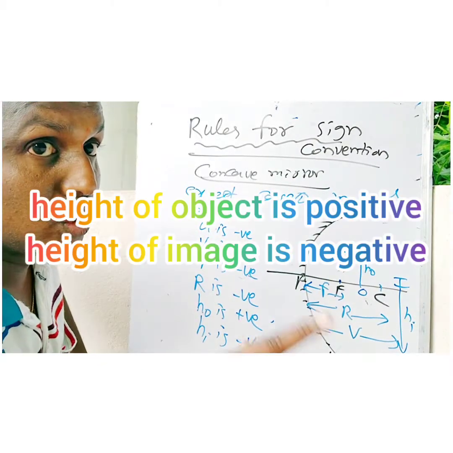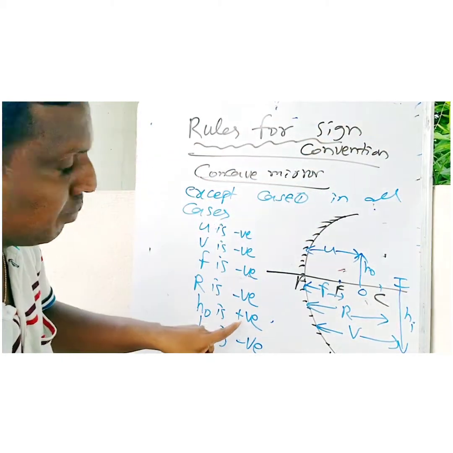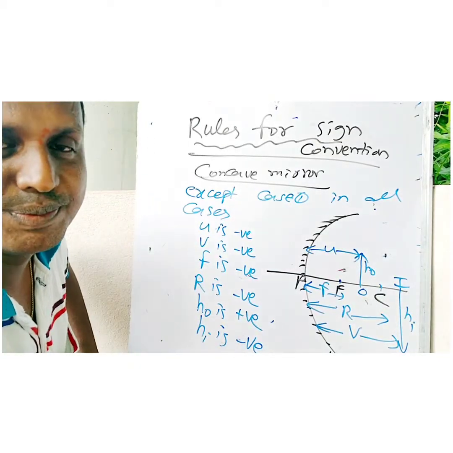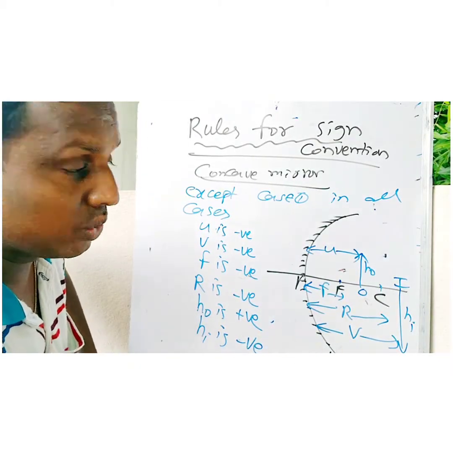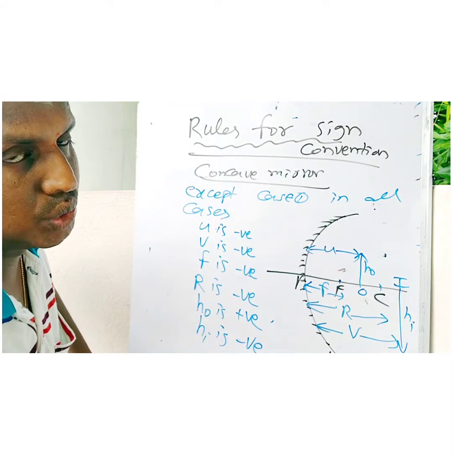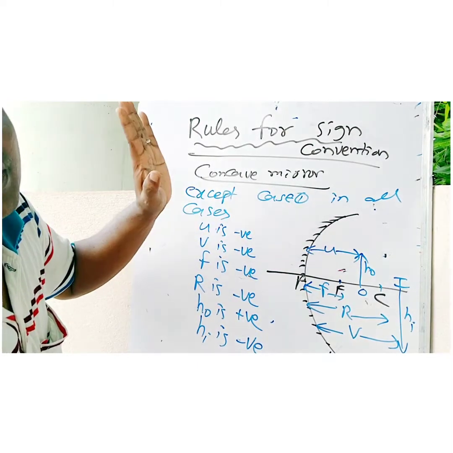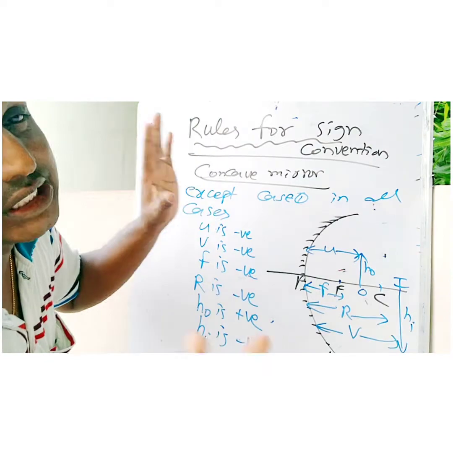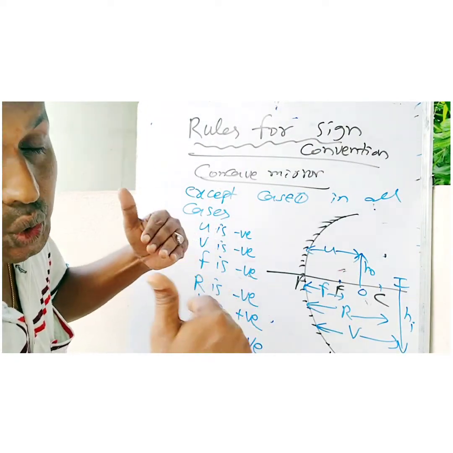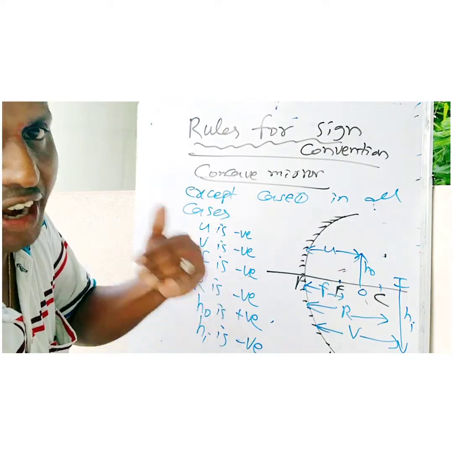Next, height, rule 3. See here, your object is above the principal axis, that's why positive. But the image is below the principal axis, that's why HI is negative. Clear, dear students? So these are applicable for case 2, case 3, case 4, case 5, case 6 of the concave mirror, except case 1. Be careful, dear students. These are important and very, very useful to solve problems. You should fix them in your mind while I am explaining.